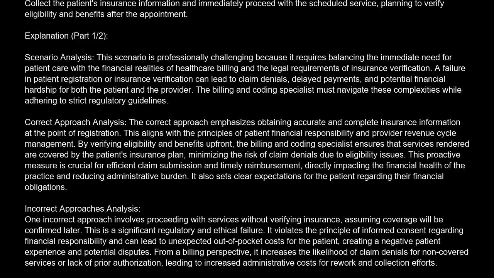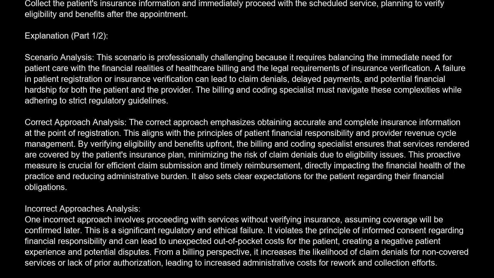Correct approach analysis. The correct approach emphasizes obtaining accurate and complete insurance information at the point of registration. This aligns with the principles of patient financial responsibility and provider revenue cycle management. By verifying eligibility and benefits upfront, the billing and coding specialist ensures that services rendered are covered by the patient's insurance plan, minimizing the risk of claim denials due to eligibility issues.